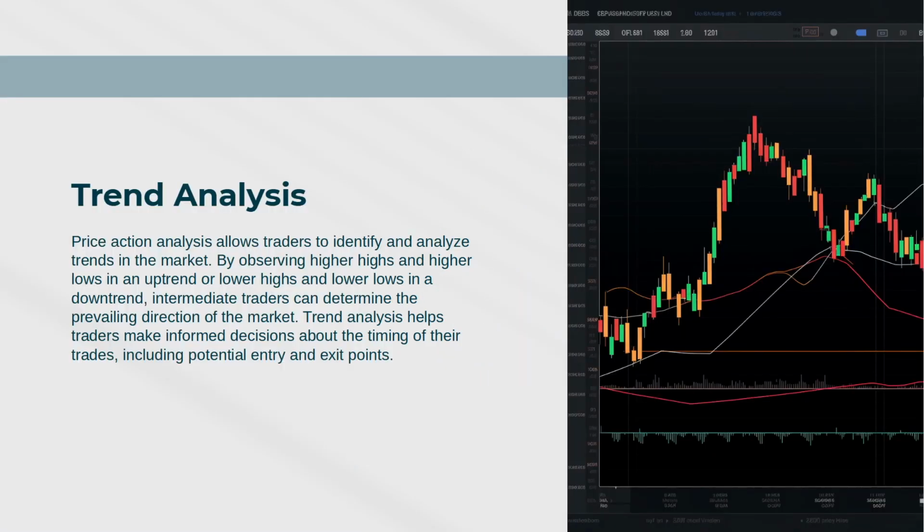Trend analysis. Price action analysis allows traders to identify and analyze trends in the market. By observing higher highs and higher lows in an uptrend or lower highs and lower lows in a downtrend, intermediate traders can determine the prevailing direction of the market. Trend analysis helps traders make informed decisions about the timing of their trades, including potential entry and exit points.